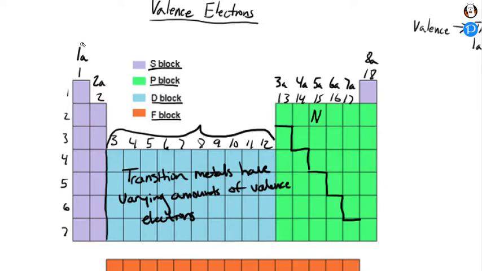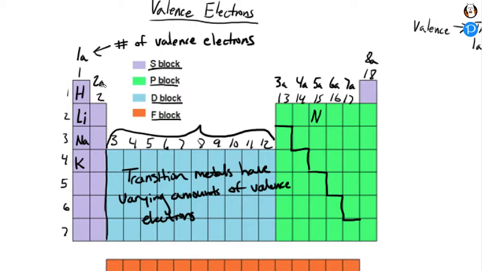And what those are essentially signifying is the number of valence or outer shell electrons. So if I look at group 1 here, which has hydrogen and lithium, sodium, potassium, and so on and so forth, these elements in group 1 all have one valence electron.